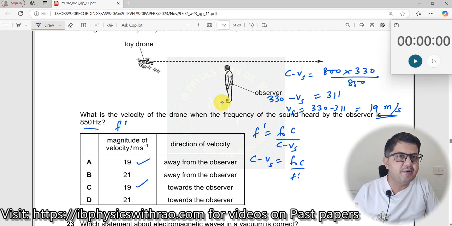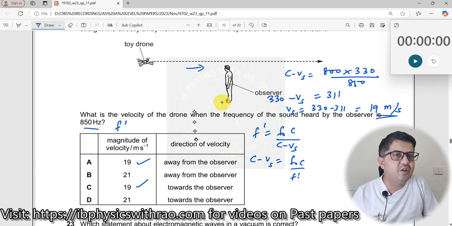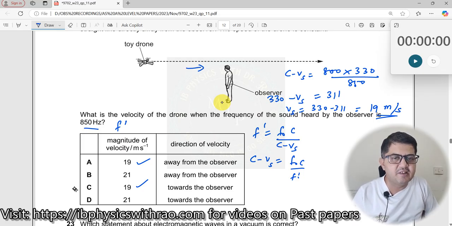Now what is happening to the drone? Is the direction of velocity moving away or towards it? It is moving towards it. So therefore it is moving towards it. Answer should be C over here.